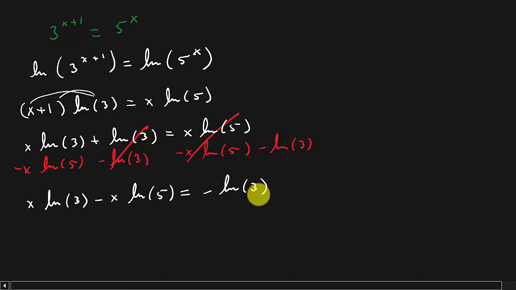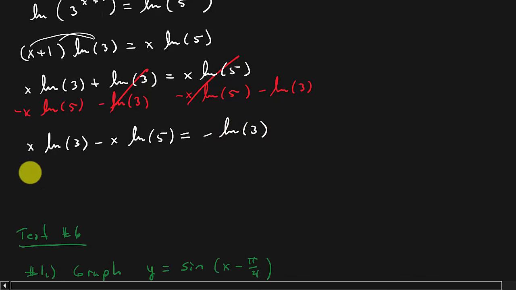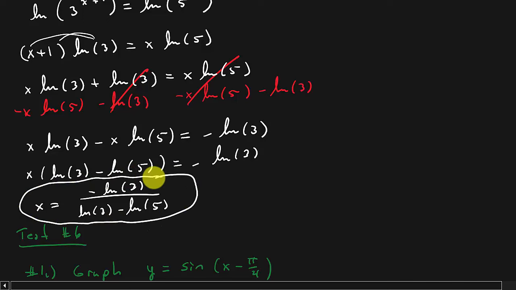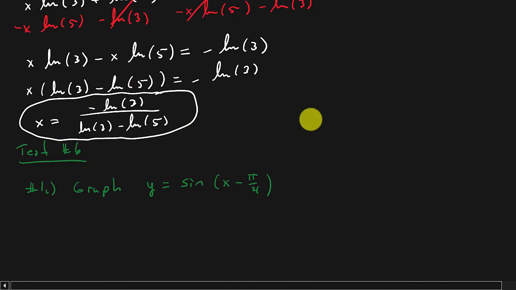And then I have a common factor of x. I can factor that out: x times natural log 3 minus natural log 5 equals negative natural log 3. And so divide both sides by this. x is negative natural log 3 over natural log 3 minus natural log 5. And that's leaving it as an exact answer.